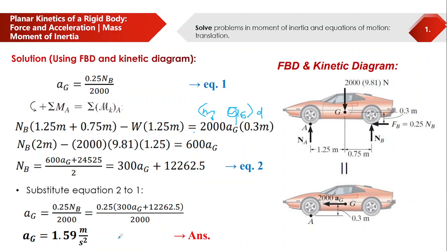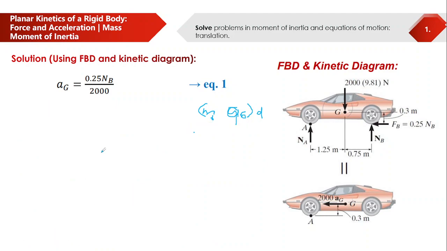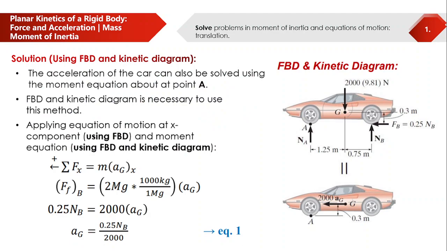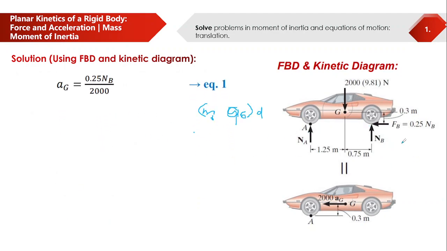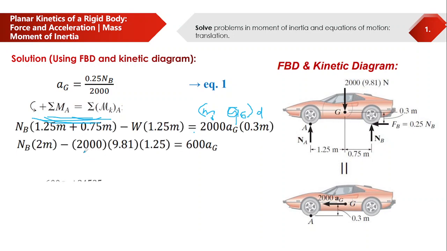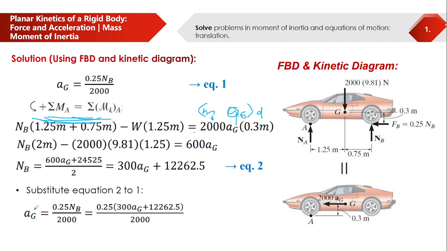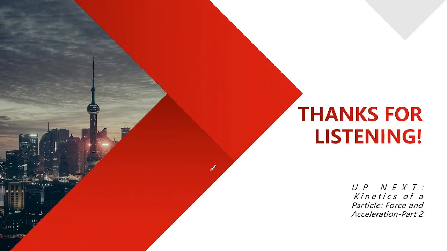So, we no longer need to account for the second equation of motion, the forces along y. We just use the forces along x, since that is where we get our acceleration, and then after that we solve the kinetic moment using this one, then we directly solve the unknown of the problem, which is the acceleration, which equals 1.59 meters per second squared. Okay, so I think that's all.